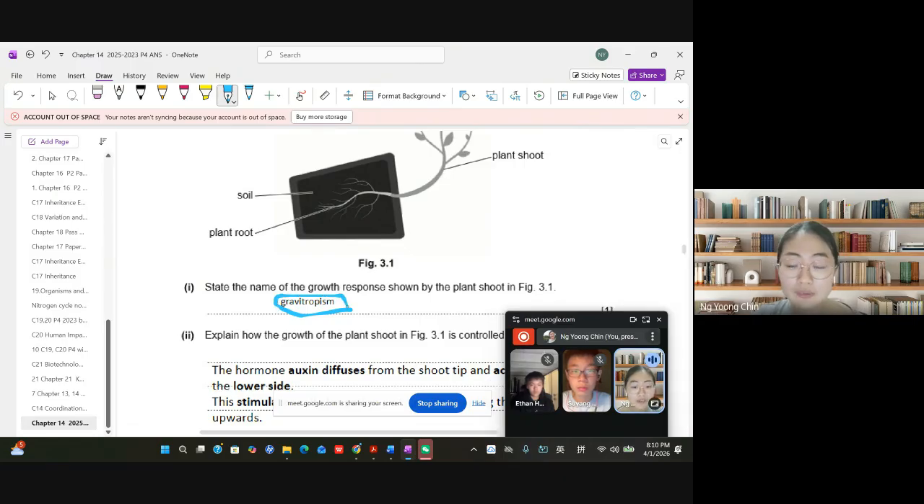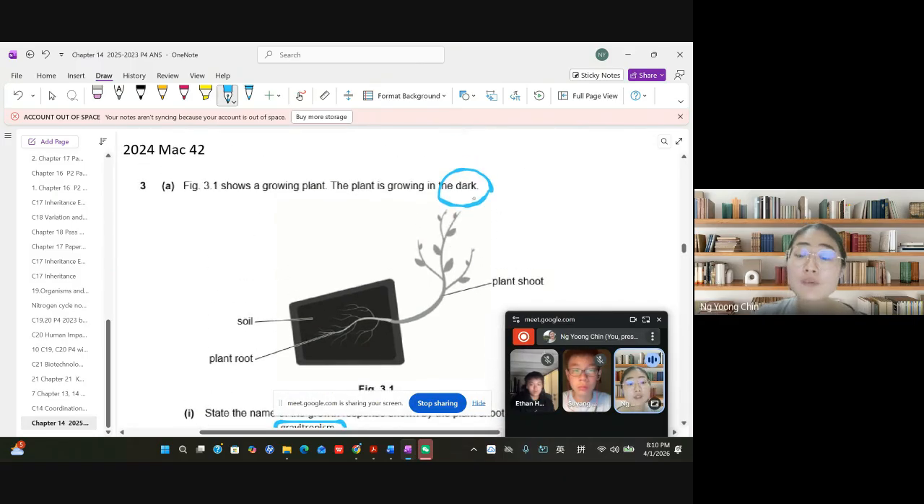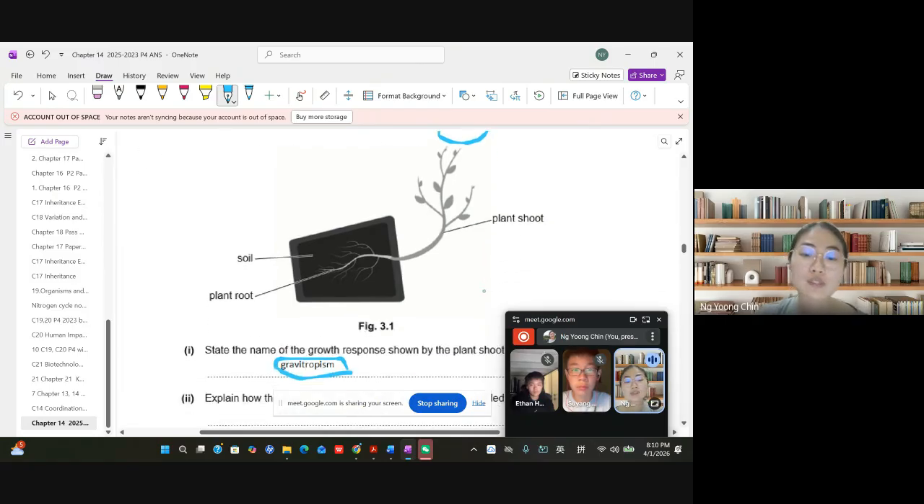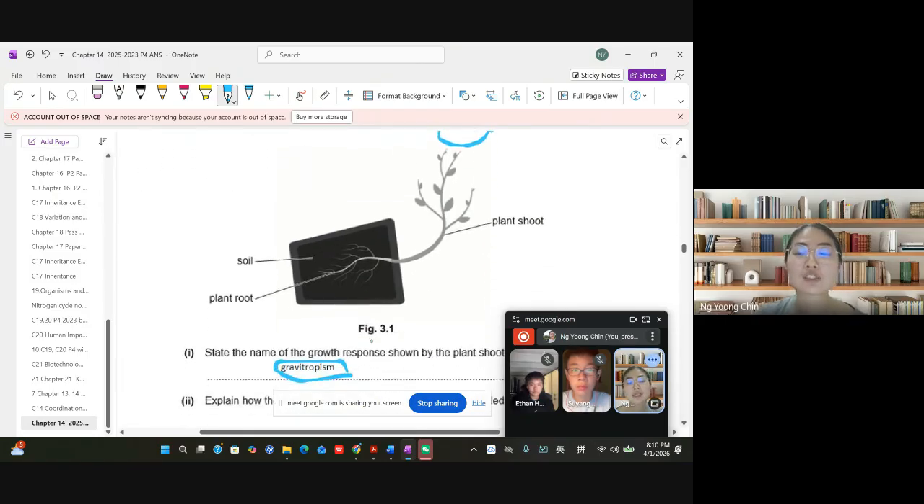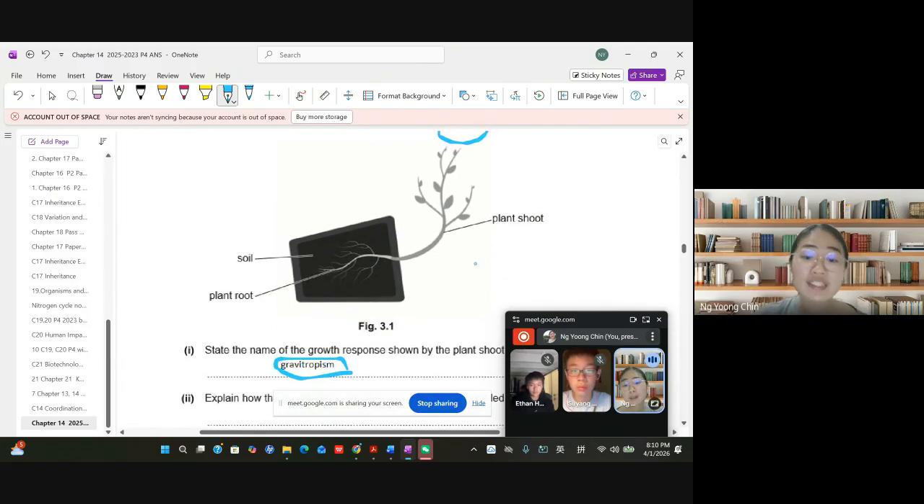Okay, and that's one. So you understand? Because there's no light, okay, no light. So that's why there will be gravitropism. So the plant should show what? They show negative gravitropism. You can write negative in front also. Why negative, right? It's negative because they just grow away from the gravity. This is negative gravitropism.